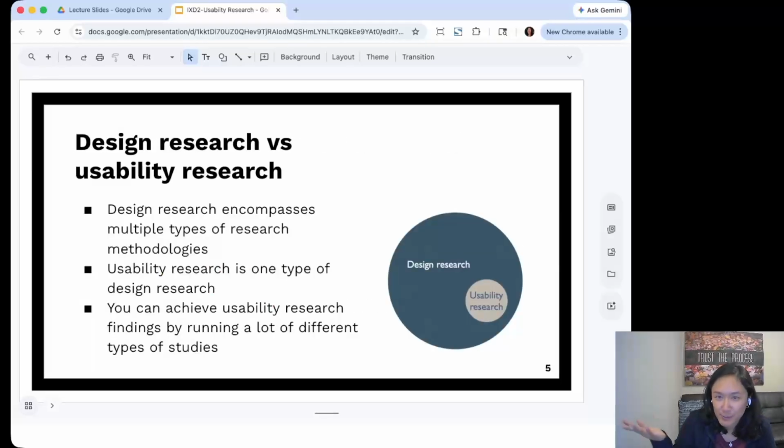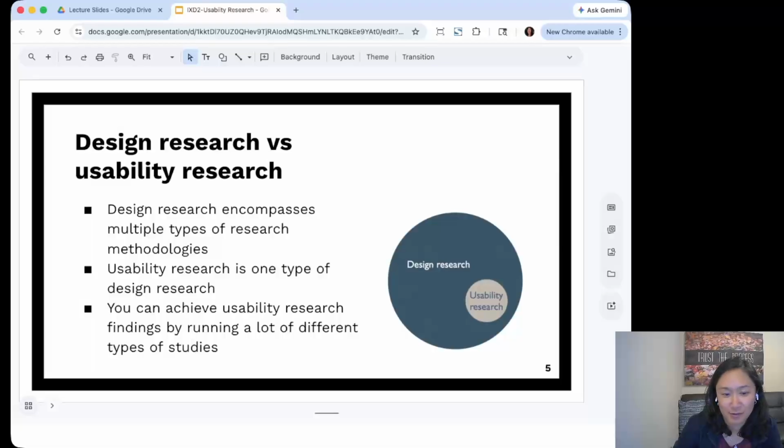So, what is the difference between design research and usability research? Well, design research is a huge discipline. So it's got a lot of different methodologies that you can employ, as I've mentioned. Usability research is just one of those types. And it focuses, I hate to use the word in the definition, but it focuses on usability. So how well someone can use your product.